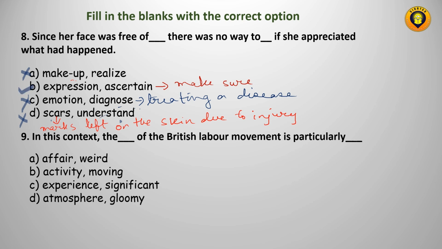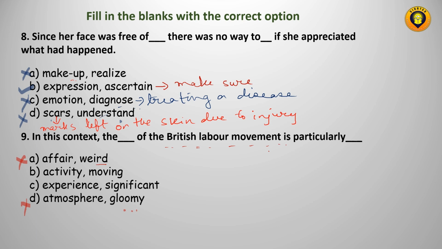Next. In this context, the dash of the British labor movement is particularly dash. Now, four options have been given: affair, weird; activity, moving; experience, significant; atmosphere, and gloomy. Now, first, see, a movement cannot be gloomy. This is a British labor movement, which is very significant in history. It's a historical fact. So it cannot be weird, right? Any kind of movement or revolution can never be weird. It happens for certain kinds of reasons. So we will first eliminate option A. Then the last one, gloomy: we cannot say a movement is gloomy, right? So this option is not going to be correct.